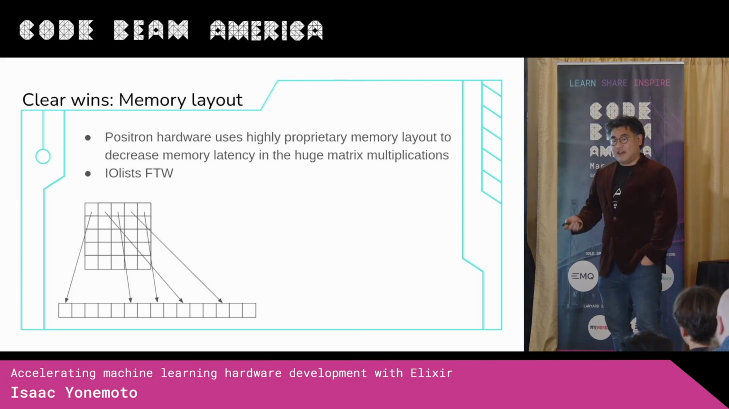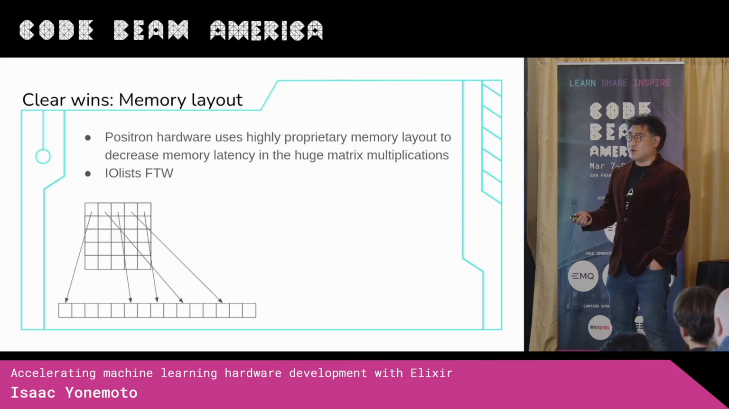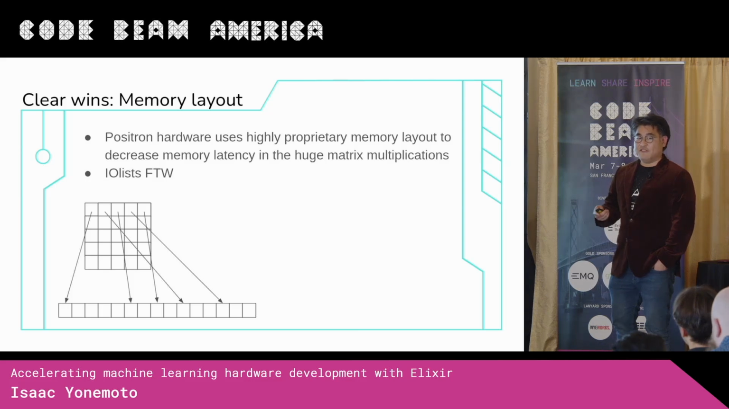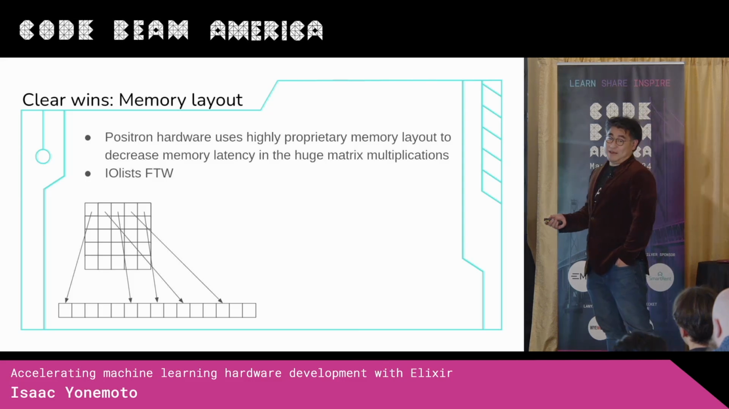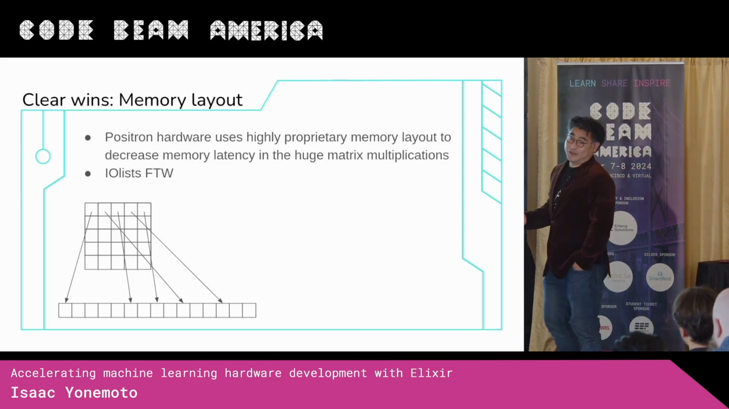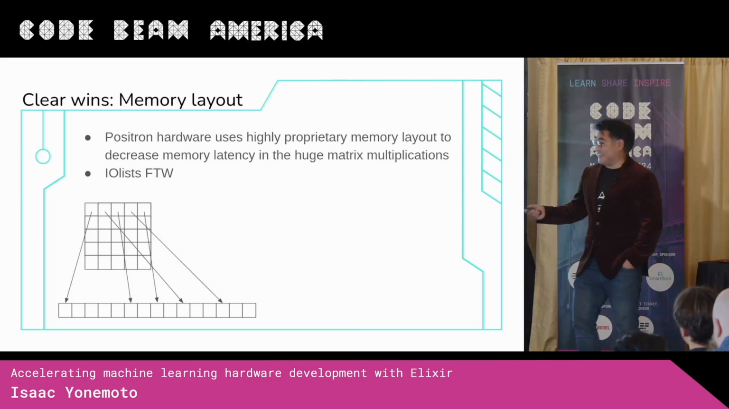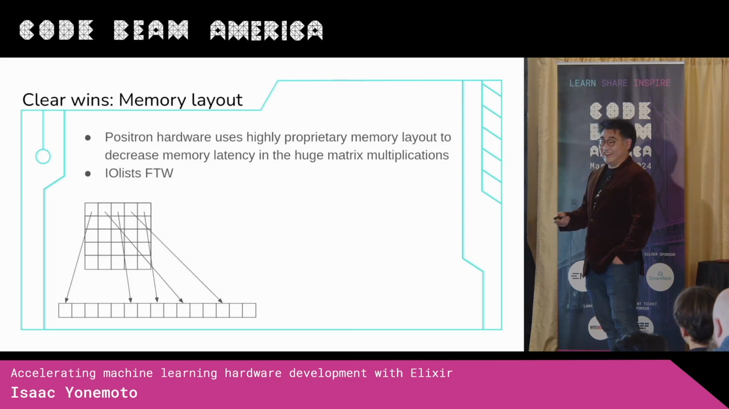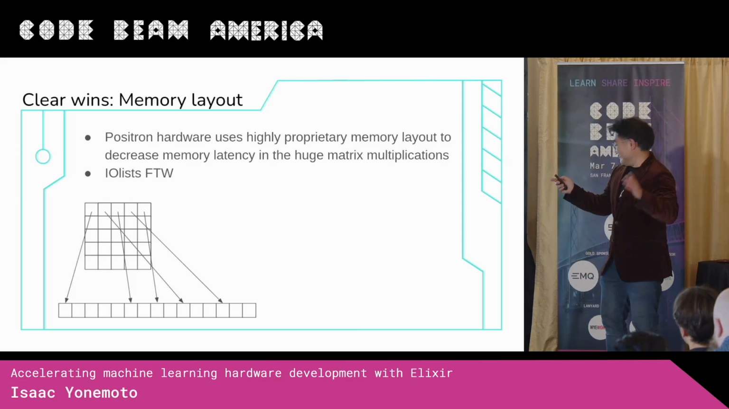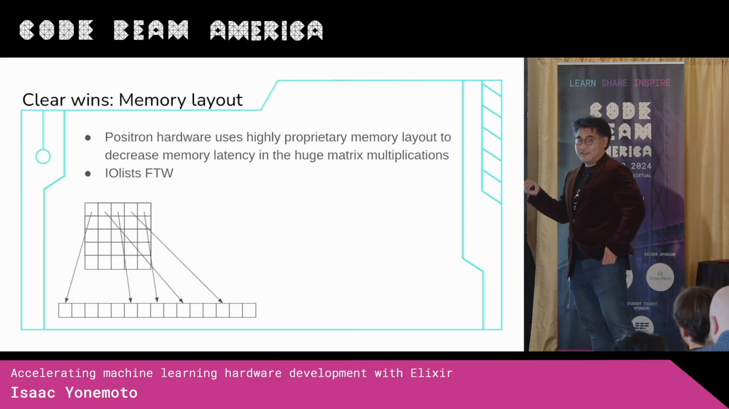And doing that in an imperative language, where you're setting an array and then changing individual indices, is really confusing. Guess what makes this really easy? I/O lists. You just write out exactly what you think it should be, and then you just send it, and it's like a contiguous binary. You're good to go. So, I/O list.